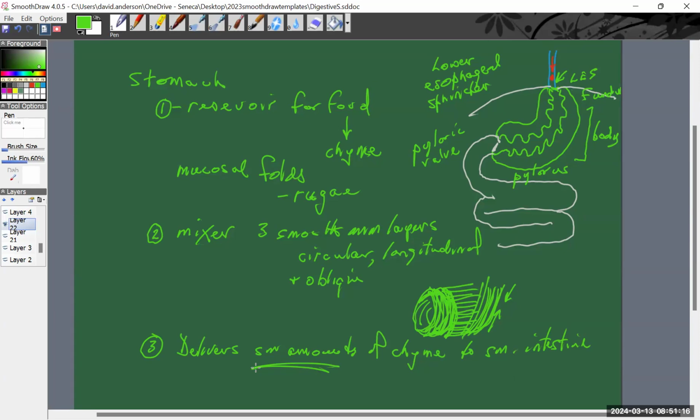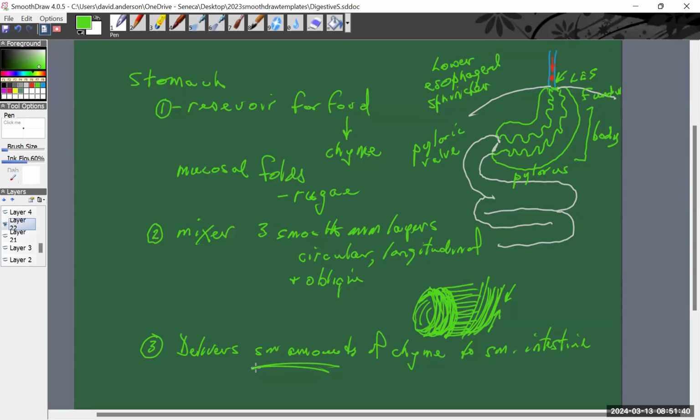So we're going to introduce small amounts into the small intestine so there's more time and more space available for enzyme action in the small intestine. So that sphincter will open and allow small amounts of chyme to enter the small intestine and then close again. And it will be under the influence of chemical messengers. Everybody's pretty comfortable with that concept, I think, by now.